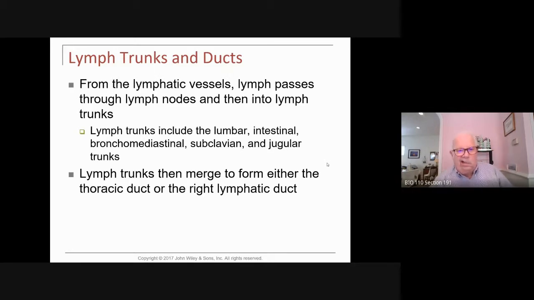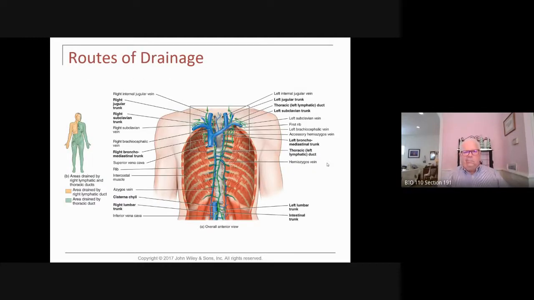So the one on the left has a specific name. It is known as the thoracic duct. The one on the right is just known as the right lymphatic duct. Okay? Again, there are lymph nodes all over your body which drain into lymph trunks, and those lymph trunks drain into the lymphatic ducts. Thoracic duct on the left, the right lymphatic duct on the right.